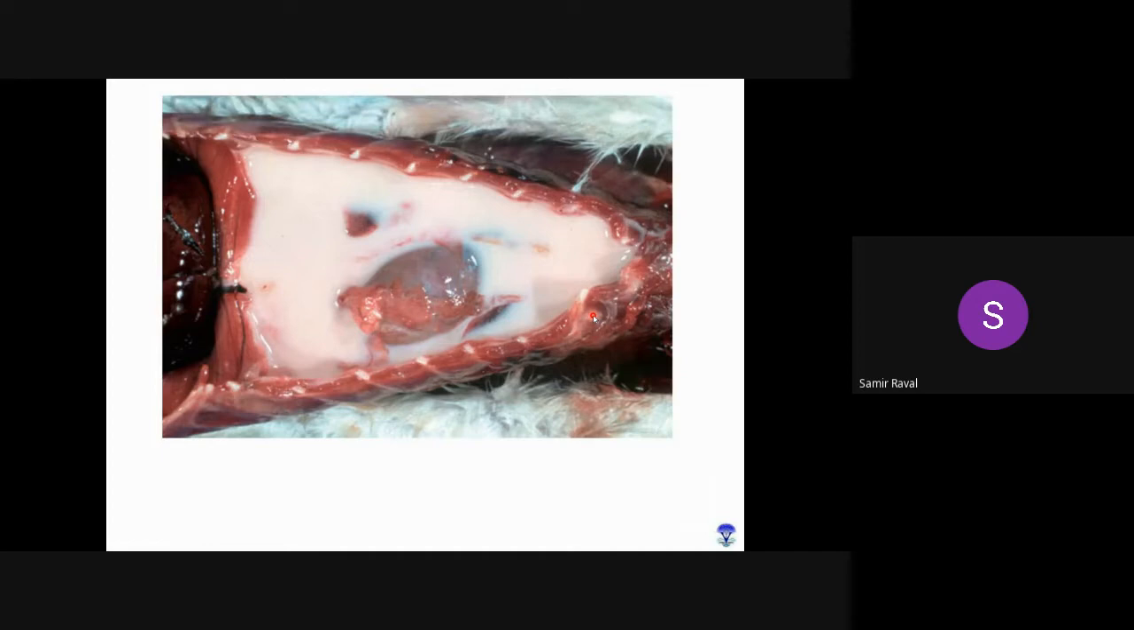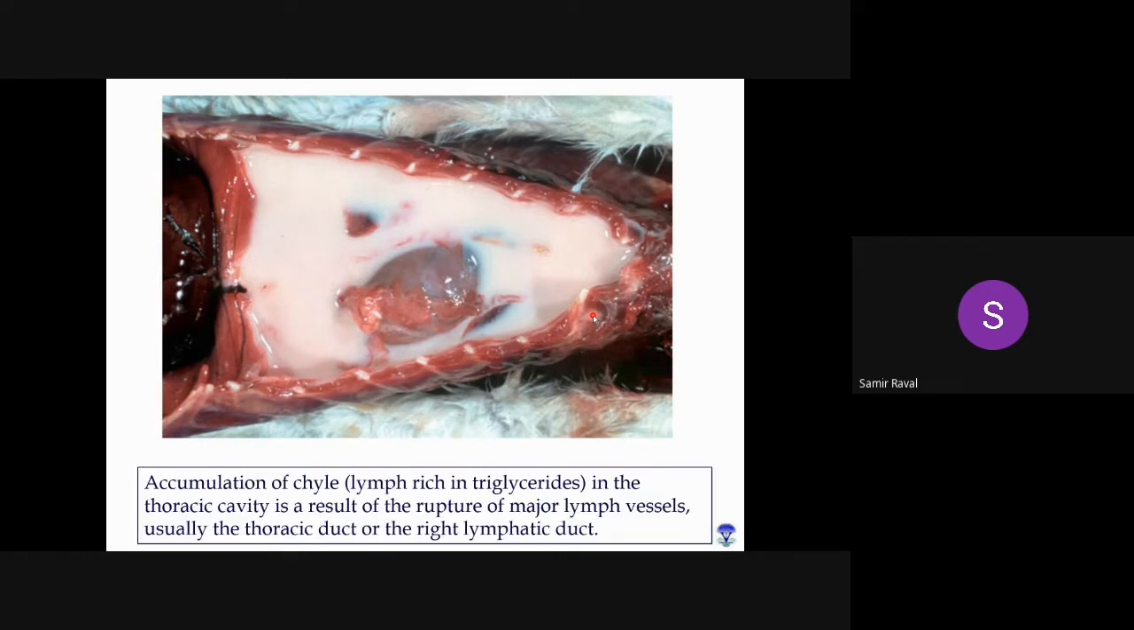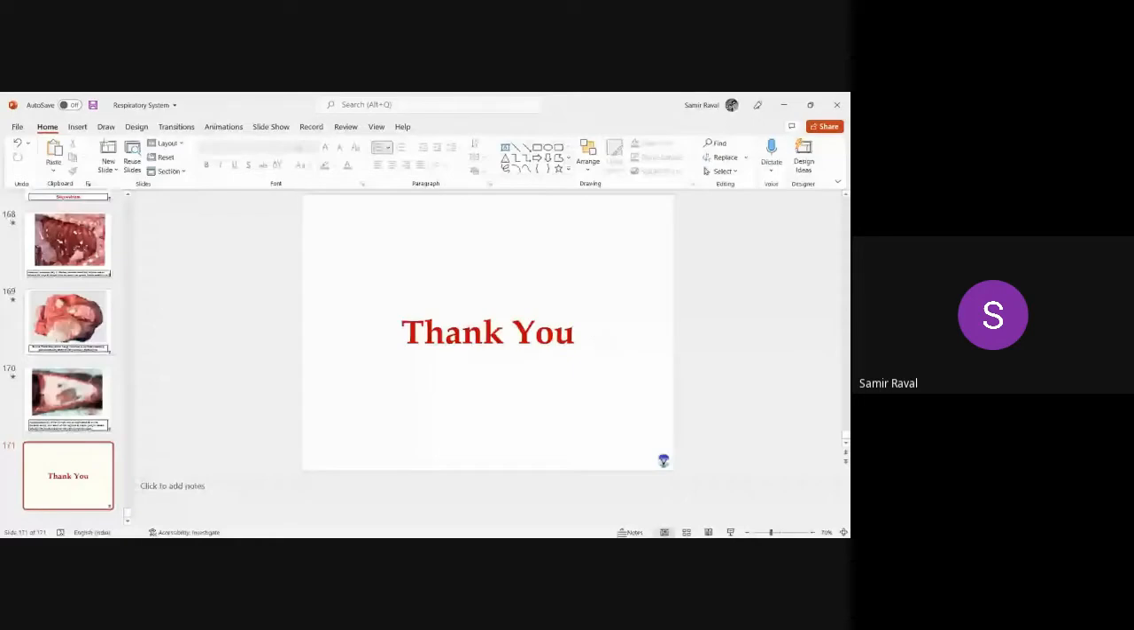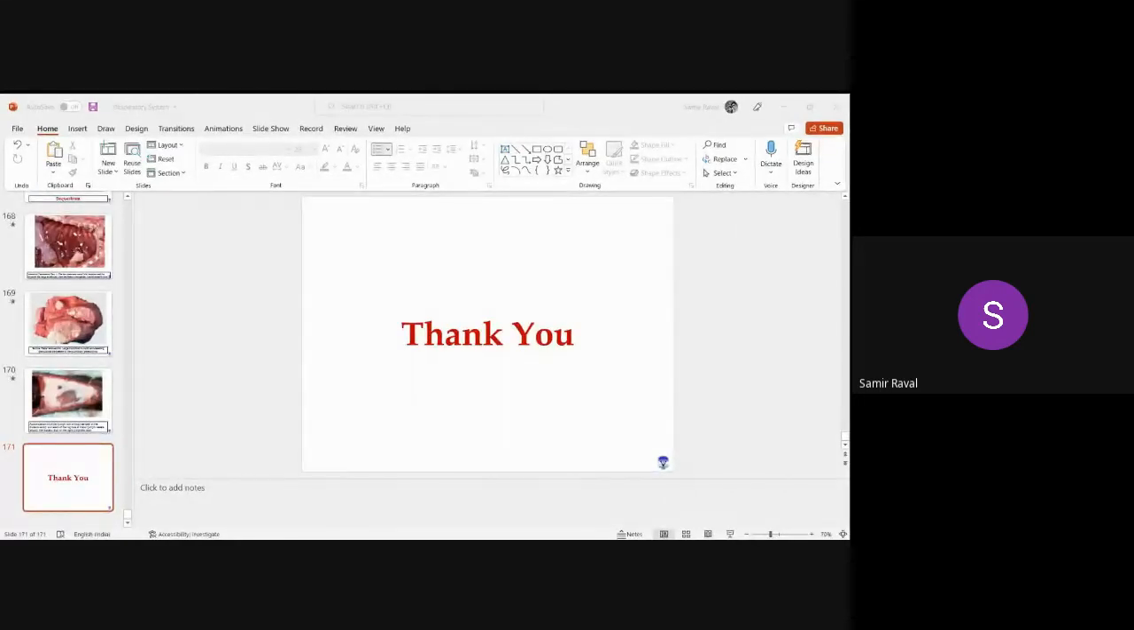Then this is from a cat. Chyle accumulation. Okay, very good. Accumulation of lymph fluid, so chylothorax. Excellent. Okay, so this is all about the respiratory system. Okay, so today we'll stop here.